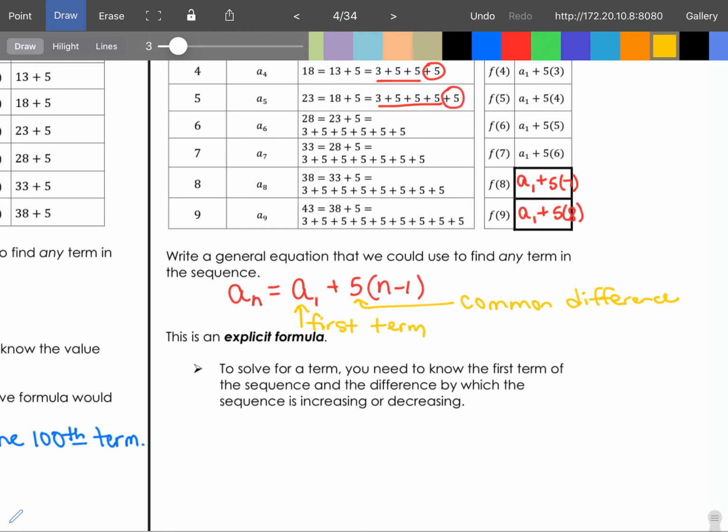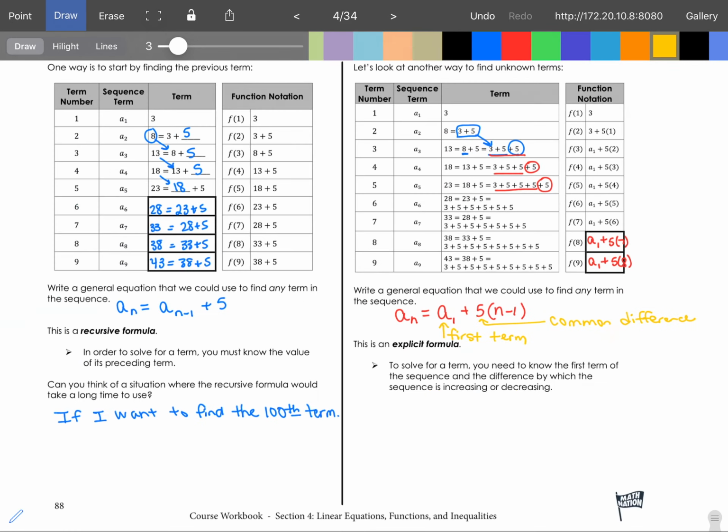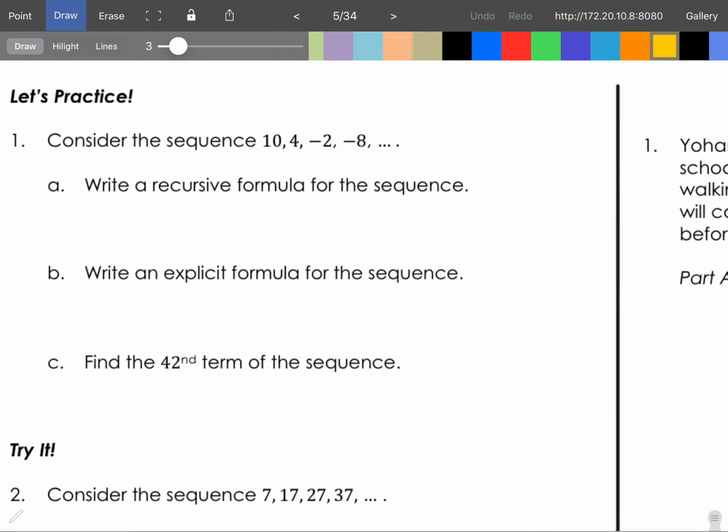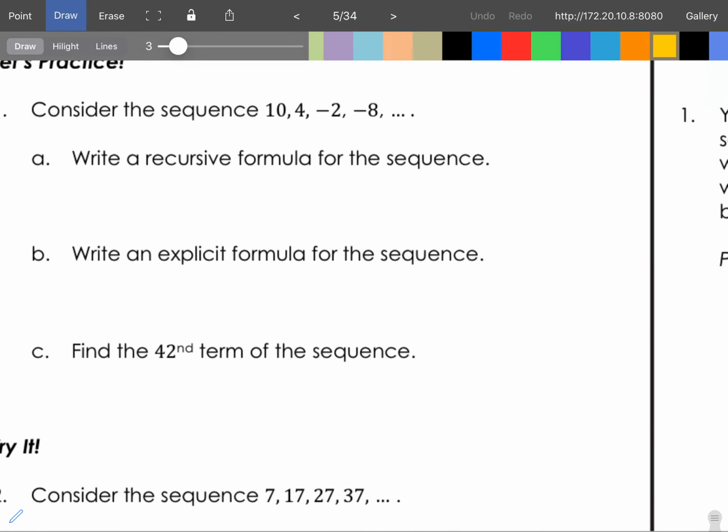And while this may seem overwhelming, once you get the hang of it, it's really not going to be that bad. You'll be able to breeze right through this. Okay, consider the sequence 10, 4, negative 2, negative 8, and of course we've got the dot, dot, dot. It continues on. Write a recursive formula.